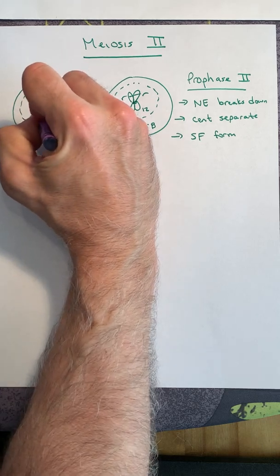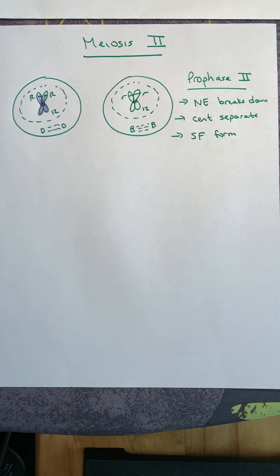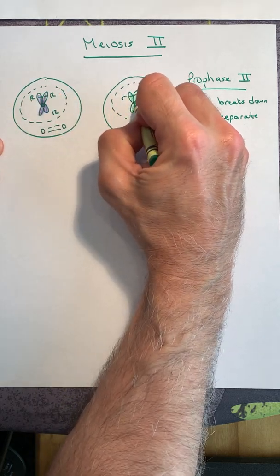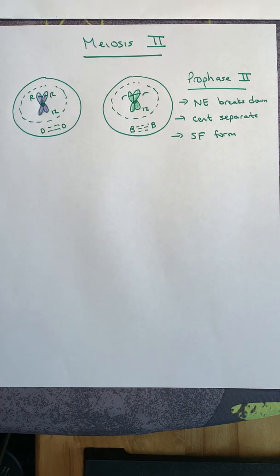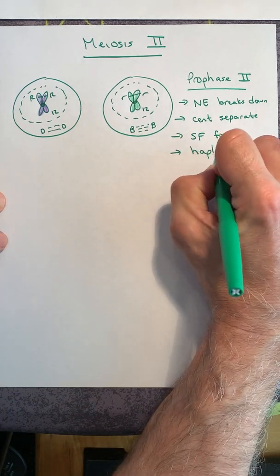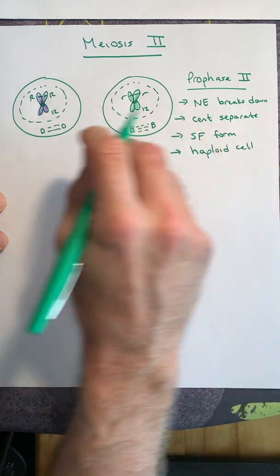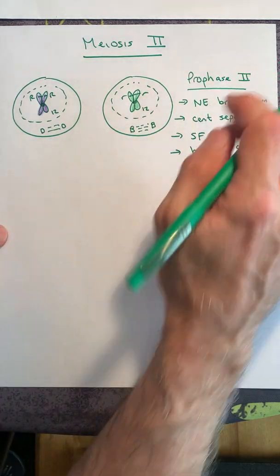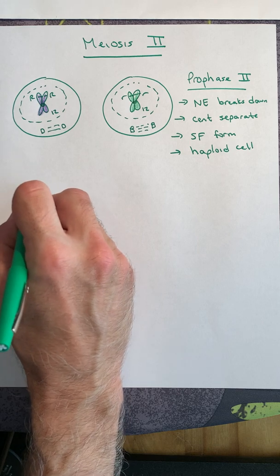Except now, in two separate cells, I have the chromosomes that I receive from my biological mother in one cell and from my biological father in the other cell. And this cell is now haploid. Why? Because it's only half of the chromosome. It's only one copy. Well, prophase is followed by metaphase.